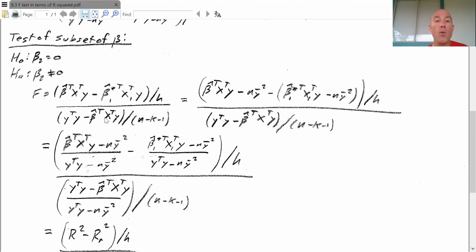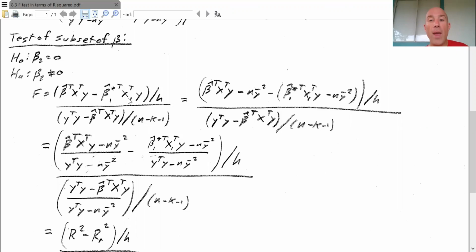All right, so what am I going to do? It's basically the same game. I'm going to do exactly the same thing. I'm going to add and subtract n times y bar squared. Notice I've got a negative sign here. Negative times negative is a positive, so it would cancel out. So this parenthesis is the same as that parenthesis.